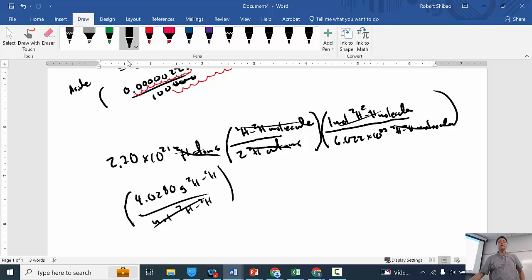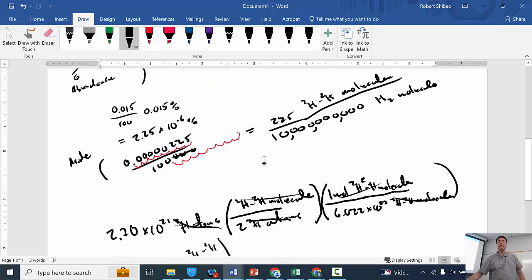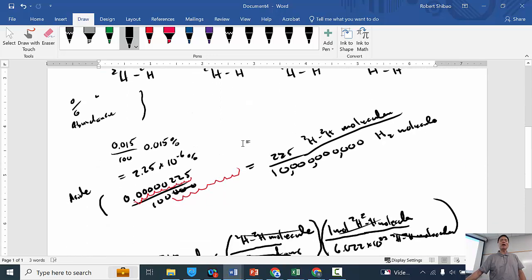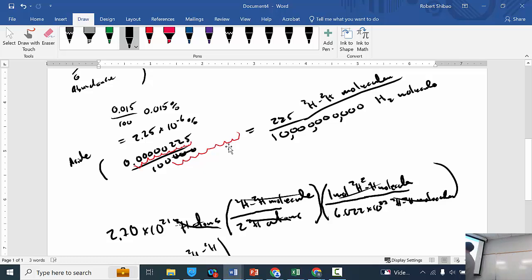And so I would need 10 billion H2 molecules just to get 225 deuterated H2 molecules. And those 225 molecules would give me 450 deuterium atoms. But I don't want 450 atoms. I want some large number, 2.70 times 10 to the 21 atoms. If I want 2.7 times 10 to the 21 atoms, I'm going to have to process a heck of a lot more than 10 billion.